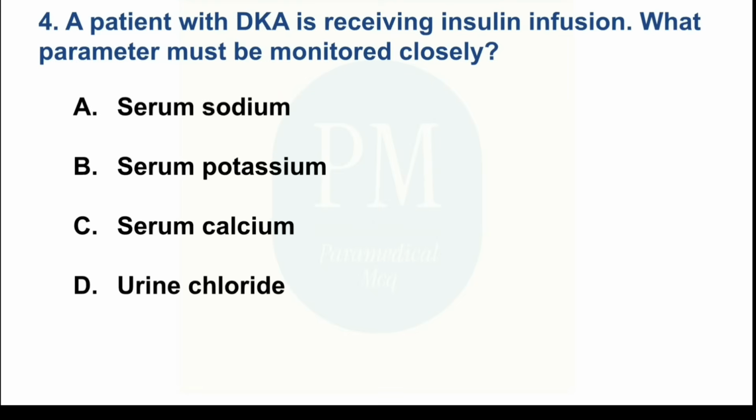A patient with DKA is receiving insulin infusion. What parameter must be monitored closely? Option A, serum sodium. Option B, serum potassium. Option C, serum calcium. Option D, urine chloride. The correct option is option B, serum potassium.